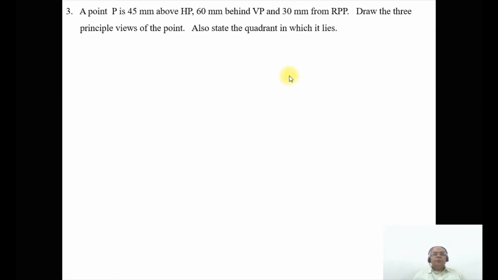In this video, we're going to take up one more problem on projections of points. The problem reads as: a point P is 45 mm above HP and 60 mm behind VP and 30 mm from the right profile plane. Draw the three principal views of the point and also state the quadrant in which it lies.